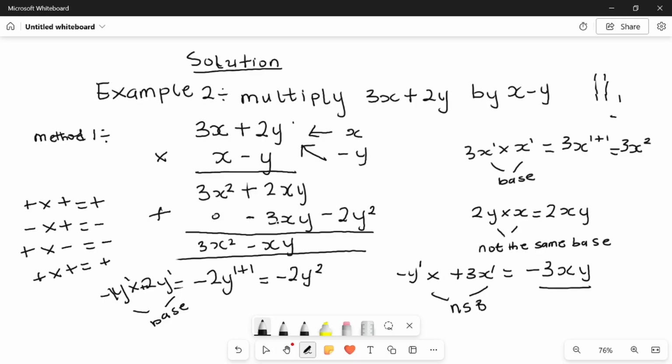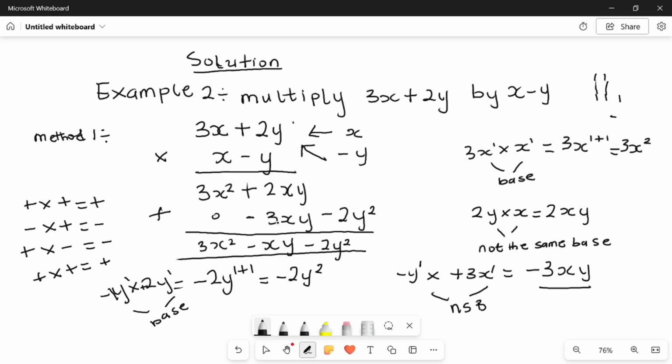xy. Then we bring this one down, minus 2y square. So that will be our answer after solving. This is the first example.